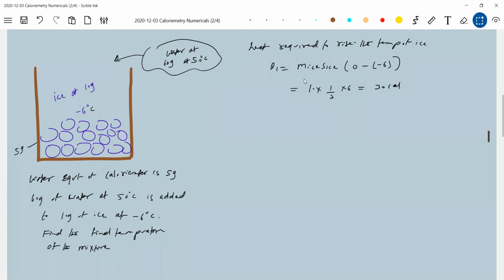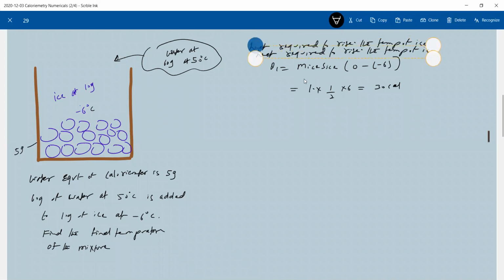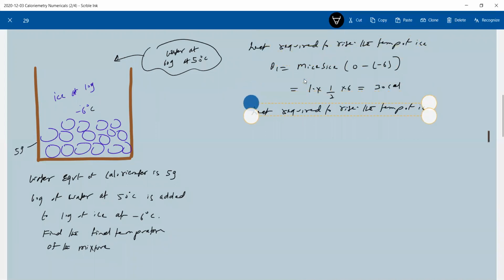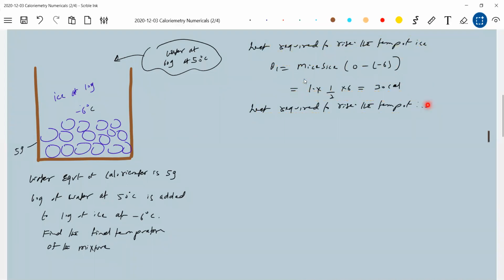Similarly, heat required to raise the temperature of calorimeter. So here Q2 equals WC, the water equivalent, into 0 minus minus 6. So this will be water equivalent 5 into 6, 30.